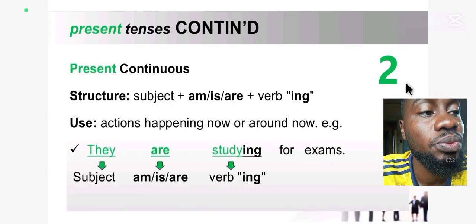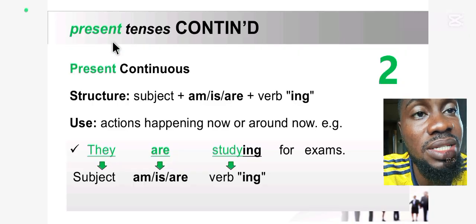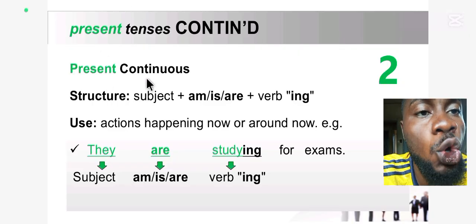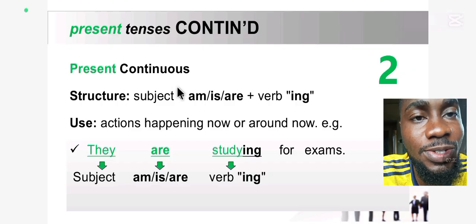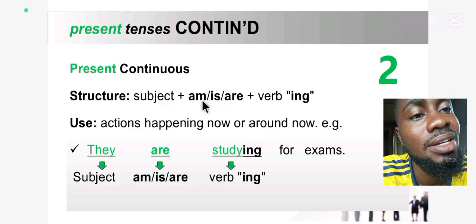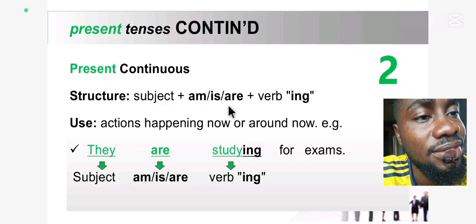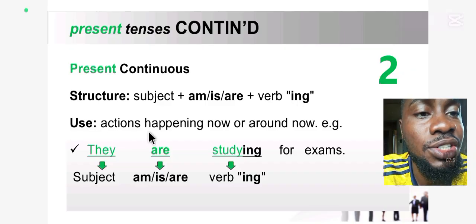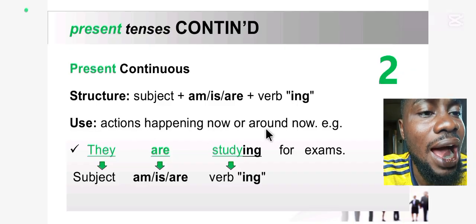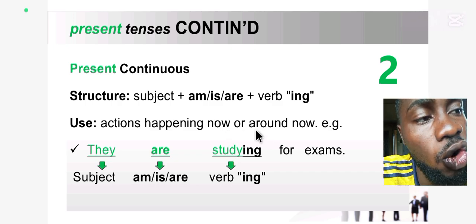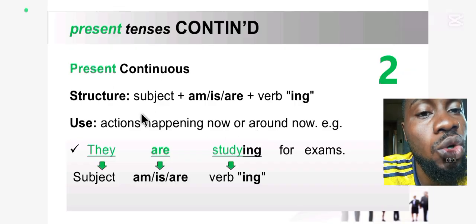Moving on. The second under the present tense. Remember we are still on the present tenses. The second is present continuous. What is the structure? The structure is subject plus am, is, or are, plus a verb ending in ing. What is it used for? Actions happening now or around now, meaning a current occurrence, something is happening at present. That's when we use the present continuous tense.